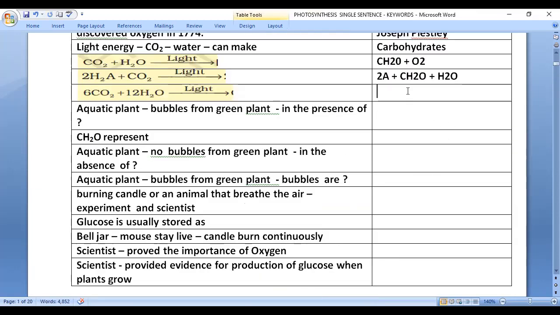6CO2 plus 12H2O in the presence of light can make C6H12O6 plus 6H2O plus 6O2.